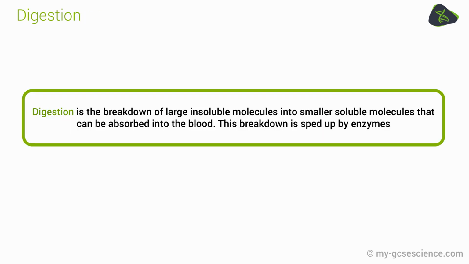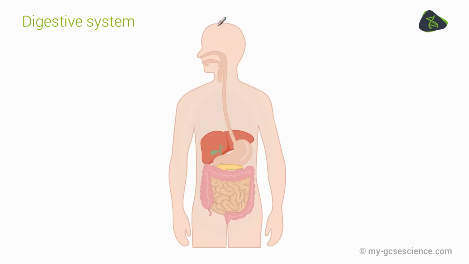And essentially, these major food groups are made up of long chains that are insoluble. They can get to our stomach, they can get through our small intestine, but they cannot get into our bloodstream. They're far too big. So digestion is all about breaking down these large insoluble molecules into smaller soluble molecules that can be absorbed into the blood. And this breakdown is sped up by enzymes. So let's look at how the digestive system works to break down these 3 food groups.